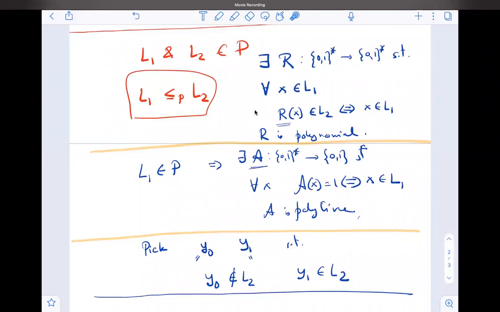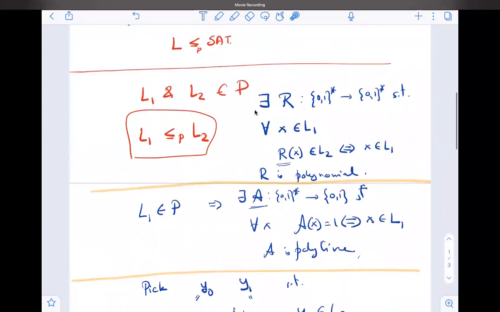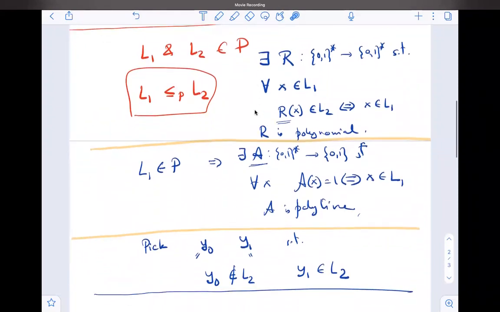Reduction is itself a kind of algorithm. Yes, reduction is an algorithm. So we can always reduce a P problem to any other problem. It doesn't even have to be a P problem, any other problem. A P problem can be reduced to any other problem. So it's like the minimum problem in this whole set of problems, minimum complexity. Right.